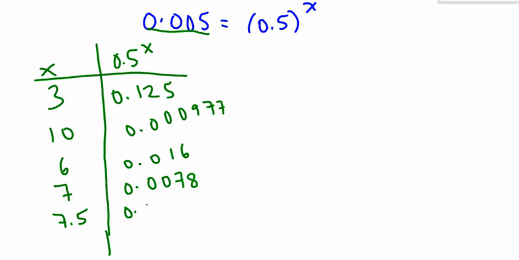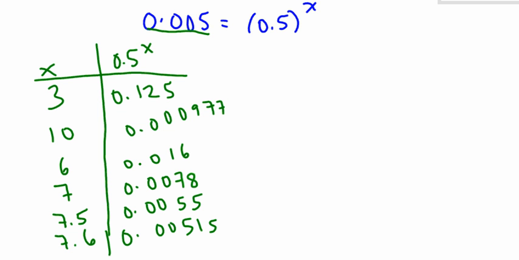I get 0.0055. Pretty close. Just for kicks and giggles, let's see what happens if I try 7.6. And by the way, I haven't done this in advance, so I'm actually just figuring this out myself. The joy of discovery. Math is fun, right? Look at that. So this is 0.005 and a little bit.